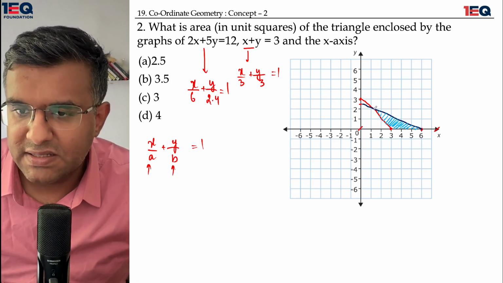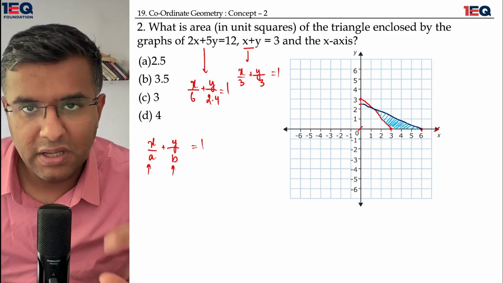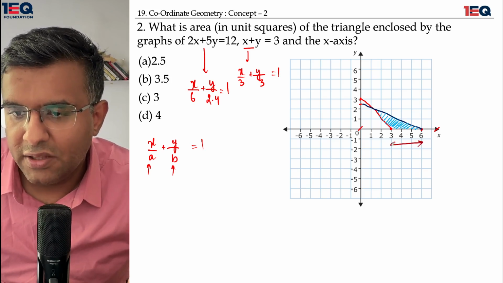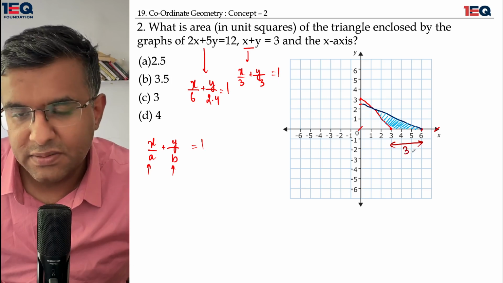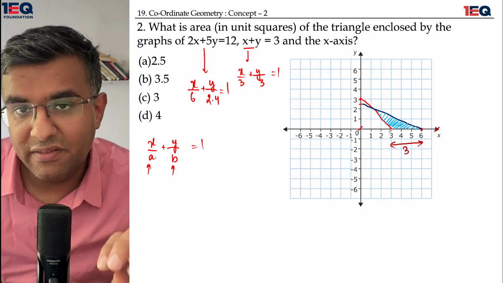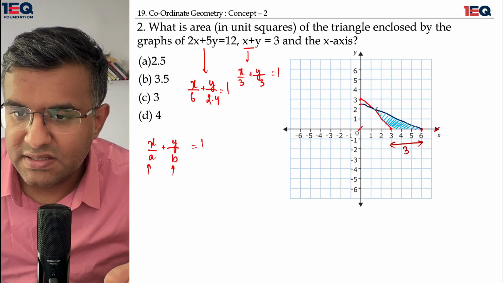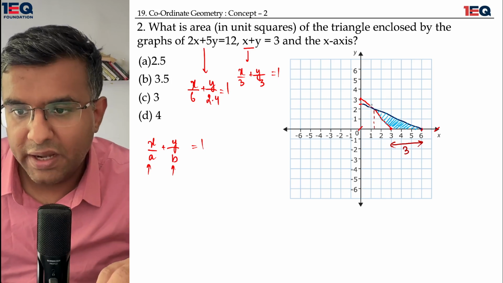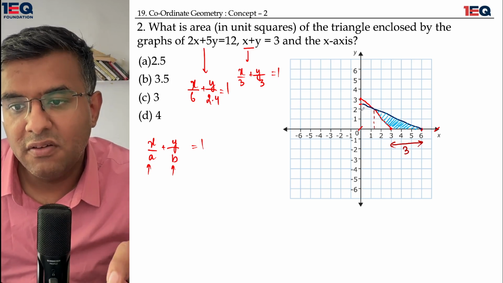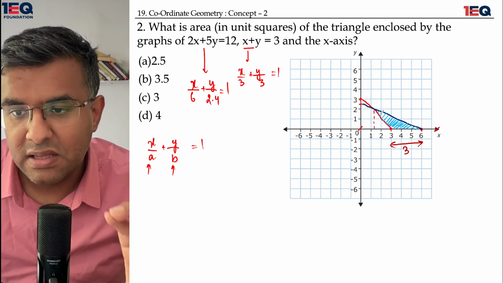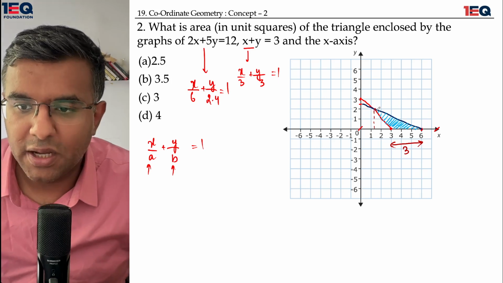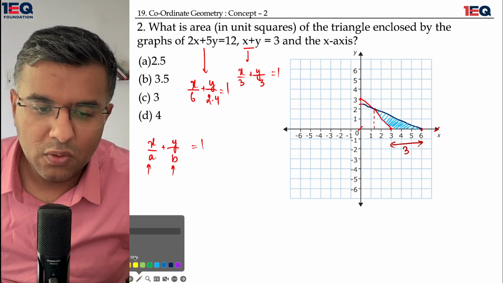Here we can easily see that for finding out the area of this particular triangle, we need to have the length of the base. The length of the base is visible as 3 units. We also need to have the height now. The height is this line. To find out the height, we need to have the y-axis length for the point where these two lines are meeting up.